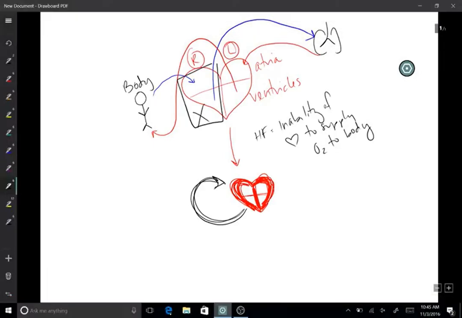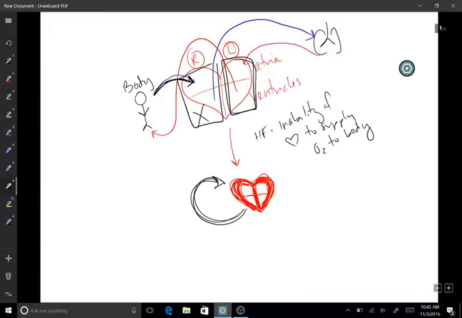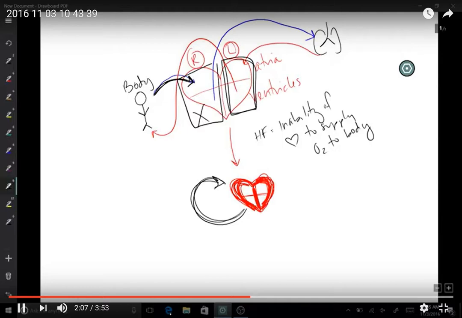If we have right side heart failure, you would think right side, it's feeding the lungs, you should have a problem in the lungs. And you do, your lungs won't have enough oxygen. But what happens is that you get a buildup behind the right side, so what you get is peripheral edema because you get a buildup in the body. Same thing on the left. The left feeds the body, but the buildup happens pre-body, back in the lungs, and you get pulmonary edema.